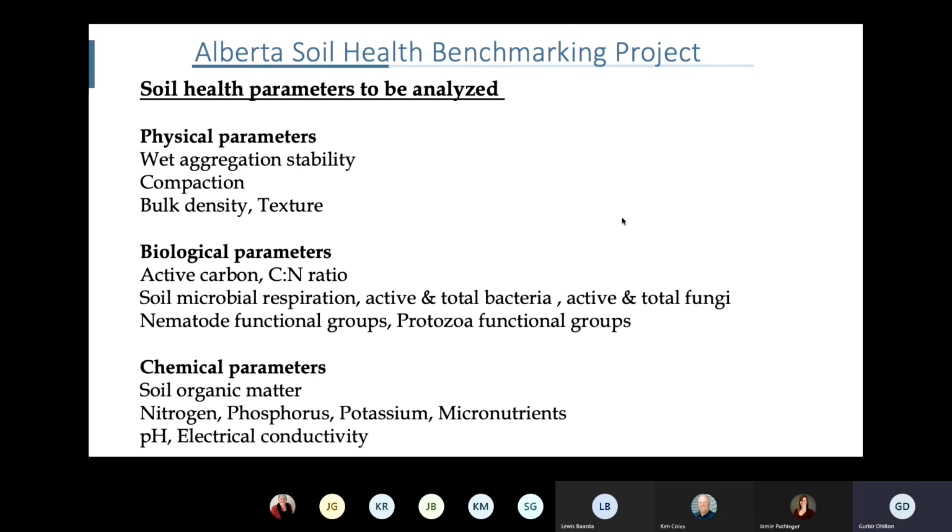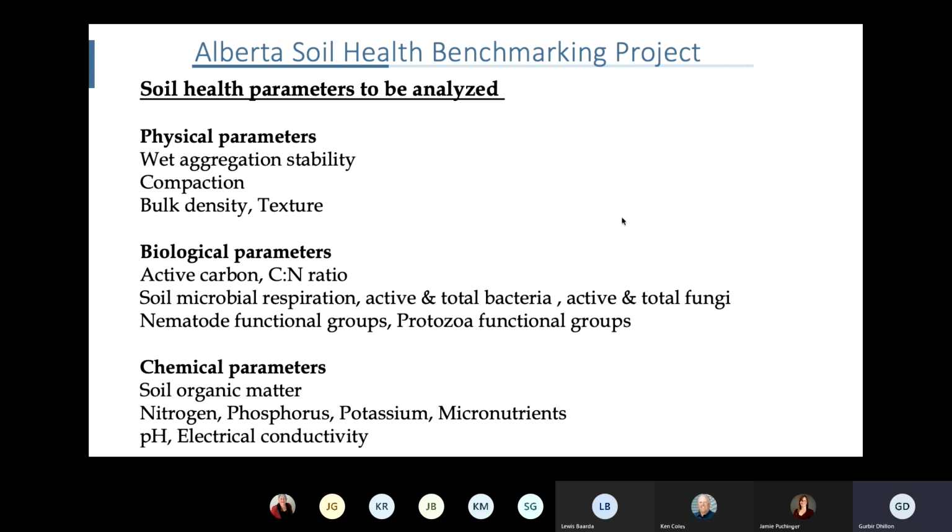For these samples, these physical, chemical, and biological parameters will be analyzed either in the lab from the samples or in the field. Physical parameters include wet aggregation stability, compaction, bulk density, texture. In the biological parameters, there is active carbon and carbon nitrogen ratio, microbial respiration, and then the active and total populations of bacteria, fungi, and the nematode and protozoa functional groups.